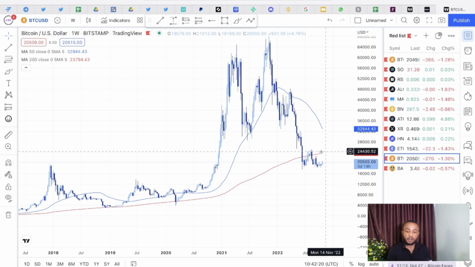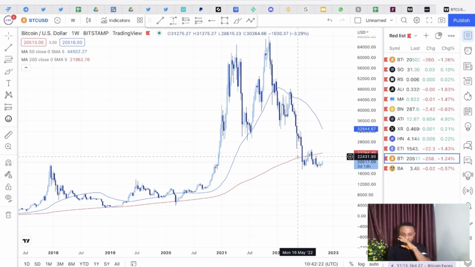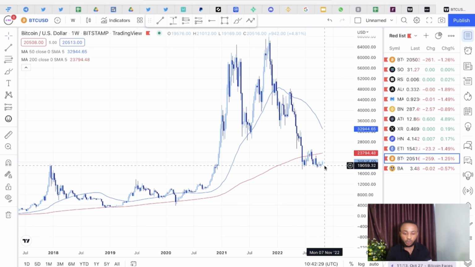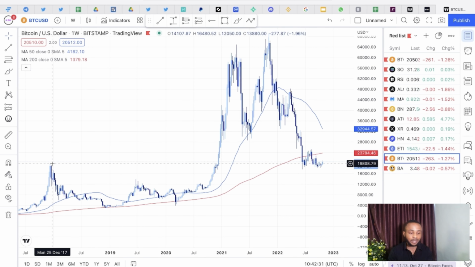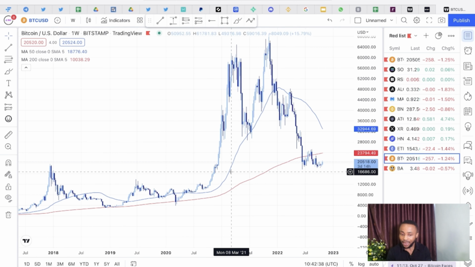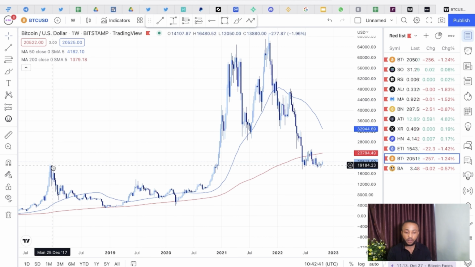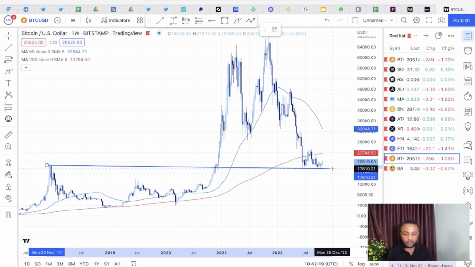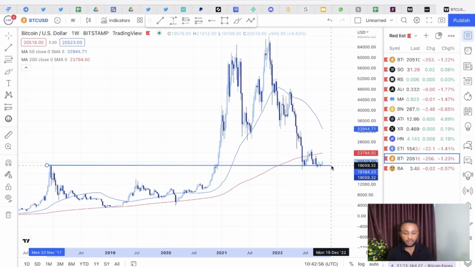Once price can break above it, then we can start looking towards the upside trend. But what is our bearish scenario now? Let's say price still has to break below. As you can see, this is the 2017 highs at about 19,000. Bitcoin is currently sitting at that 2017 high, somewhere around here, at around 19,000 or thereabouts.